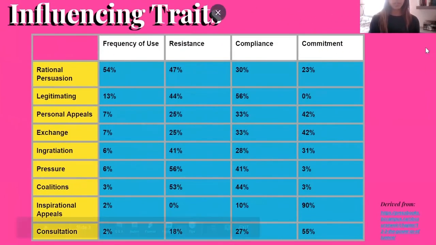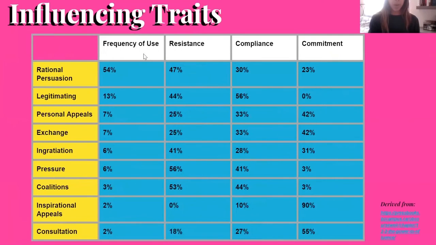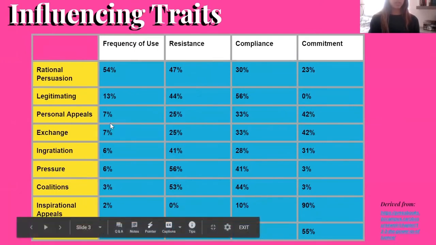Here, this table I derived from the textbook. The stats are from a workplace and show the frequency of use of each trait, going from rational persuasion, legitimating, personal appeals, exchange, ingratiation, pressure, coalitions, inspirational appeals, and consultation.